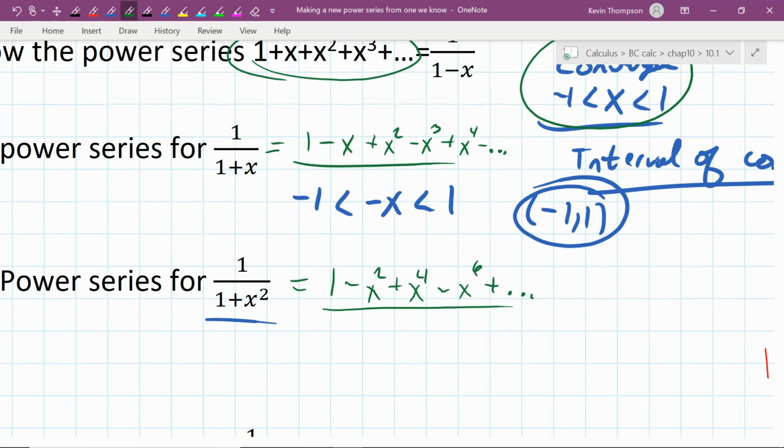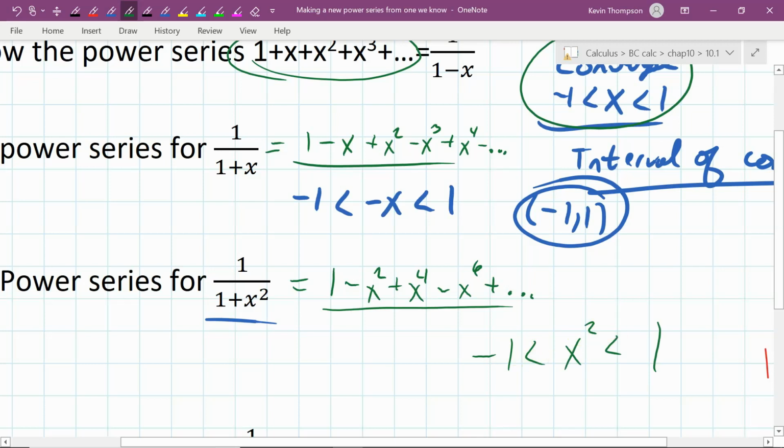Anyone? You got too quiet. Say again. Like that? Okay, do better though. Because the interval, I like how you're here at least, but the interval of convergence should be about x, not about x squared.